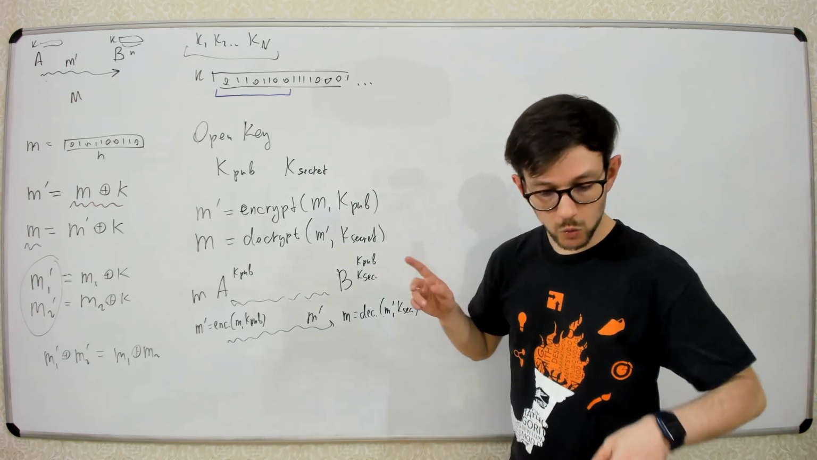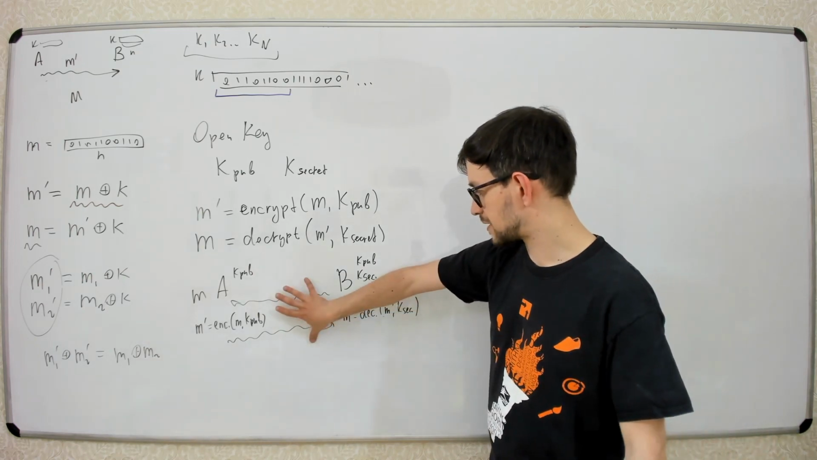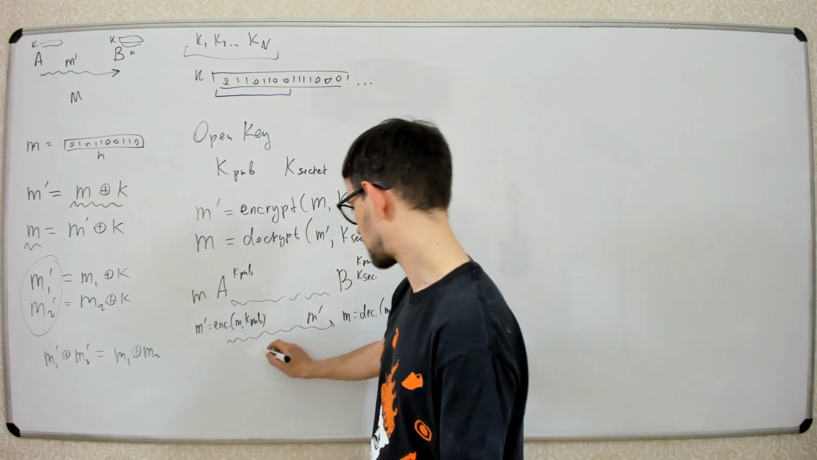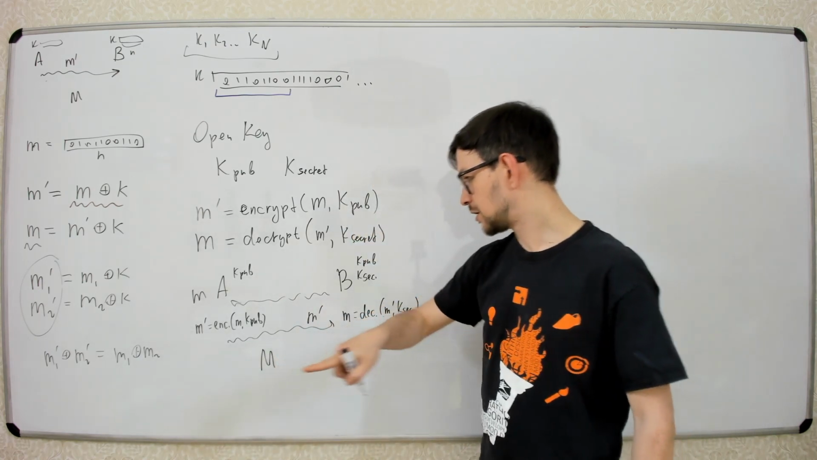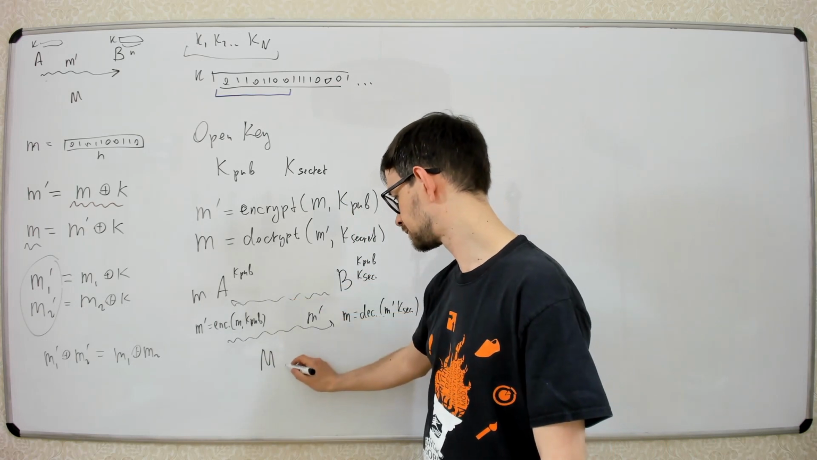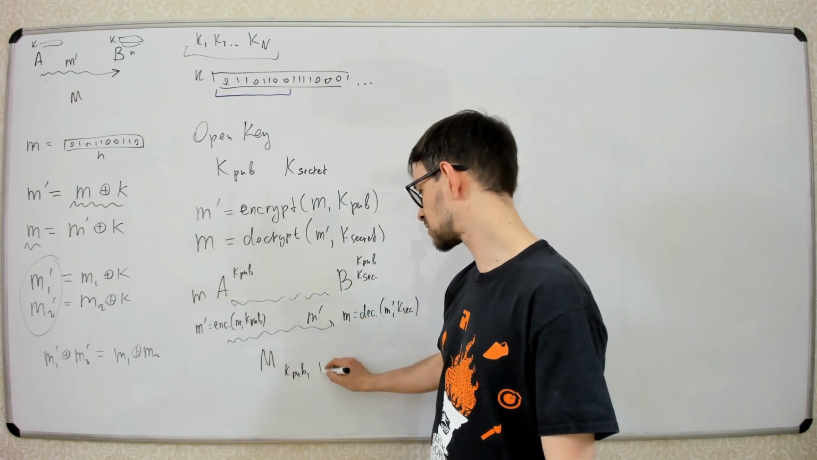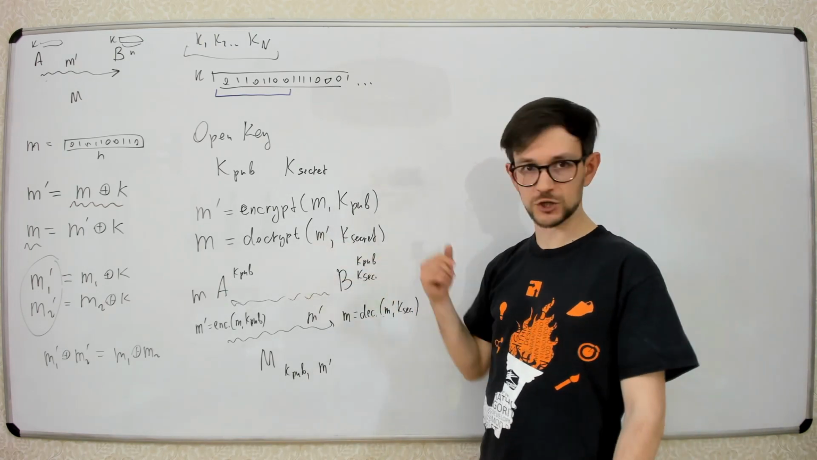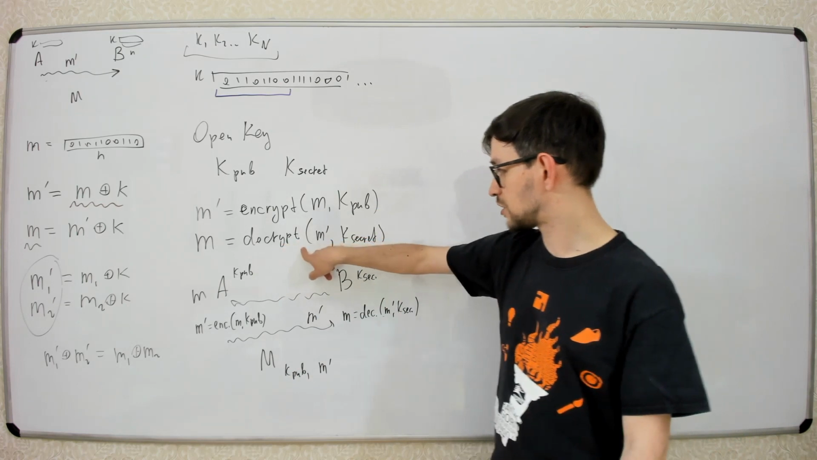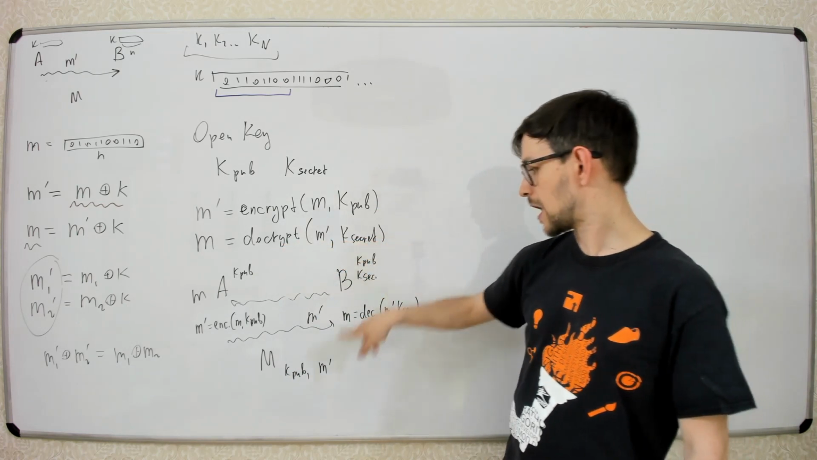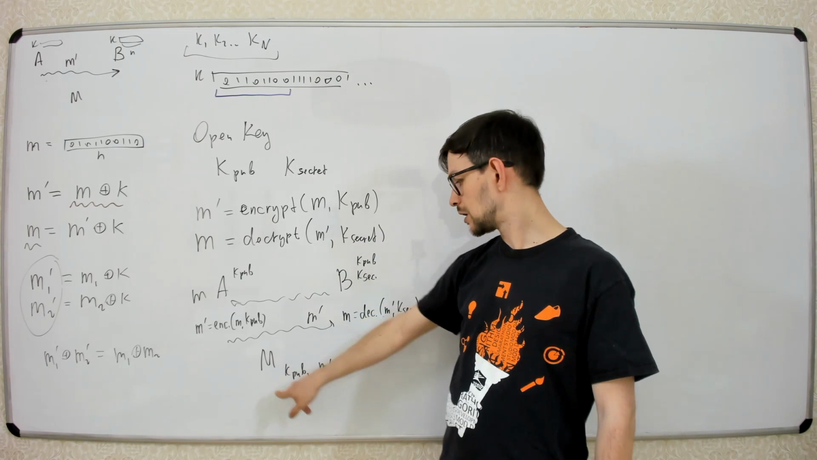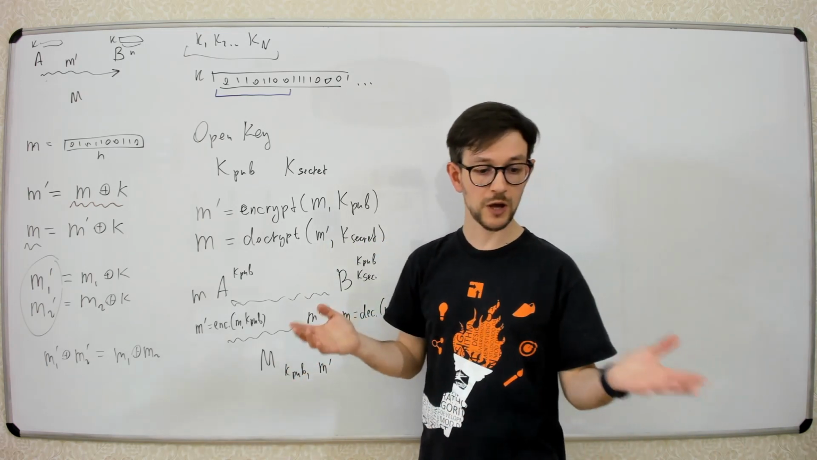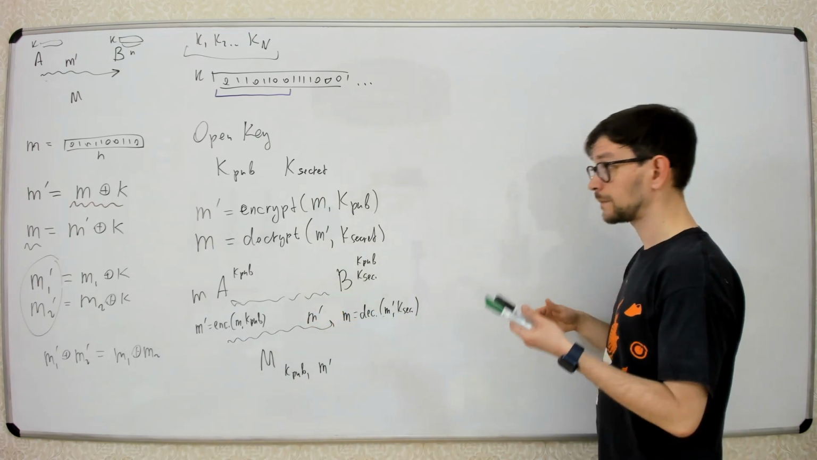So again, what does an eavesdropper know if they listen for the messages in this network? What does he know? He knows the public key and he knows the encrypted message. And this information is not enough to retrieve the message itself, because to decrypt the message, you need the secret key. He doesn't know the secret key. He knows only the encrypted message and public key. That's not enough to decrypt the message. That's the whole idea of this protocol.